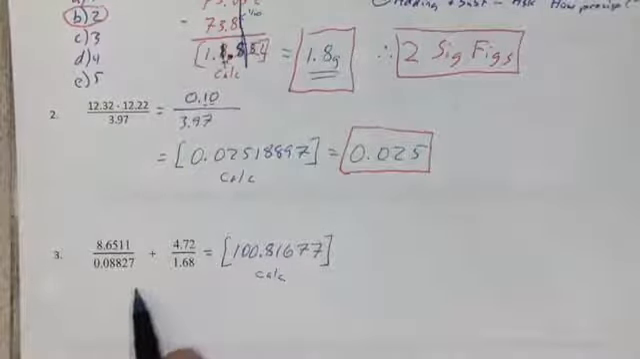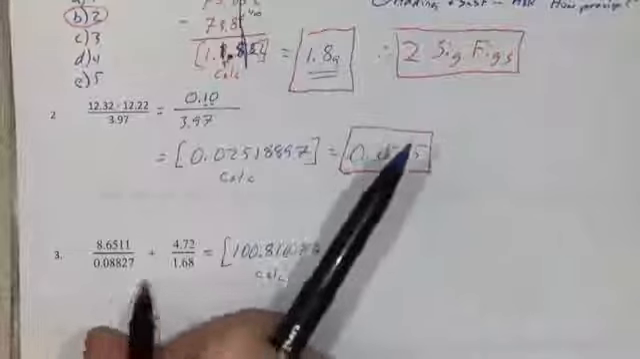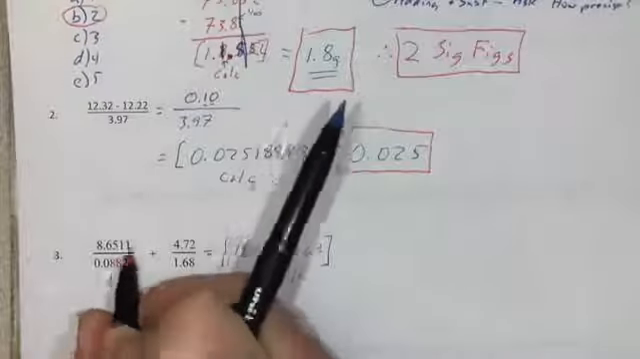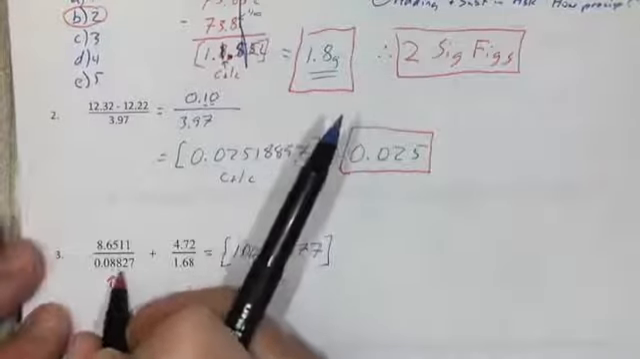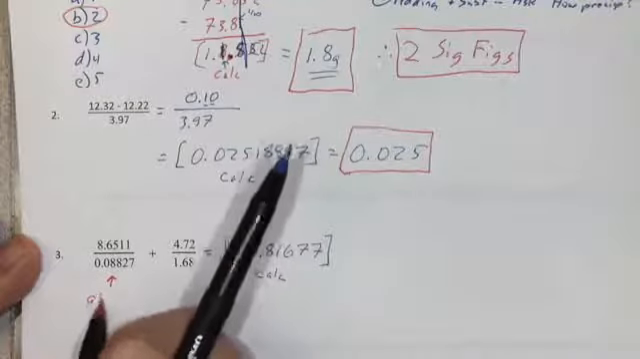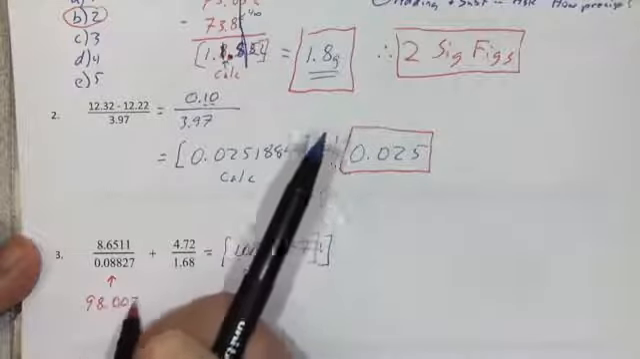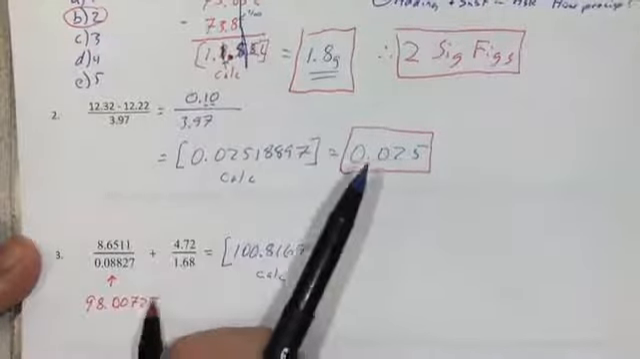And so we need to go back and do this one step at a time. The first thing that we'll do is we will divide this first number. When we divide 8.6511 by 0.8827, we will get 98.00725. That's our calculator answer without rounding.